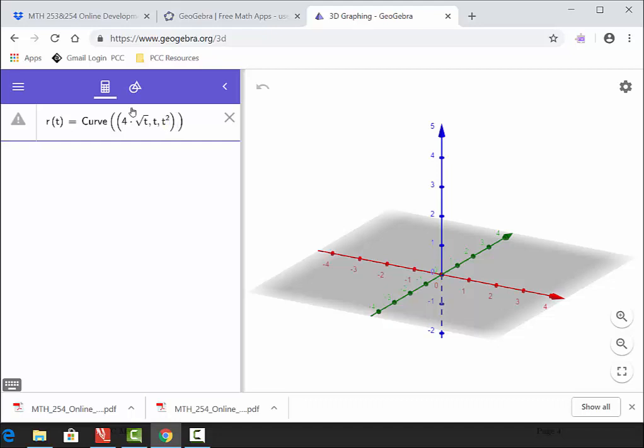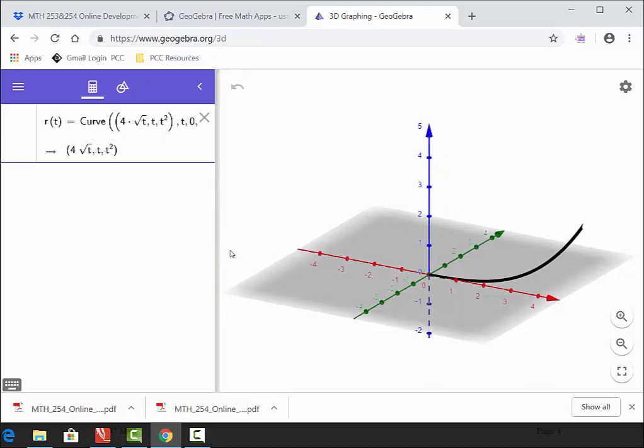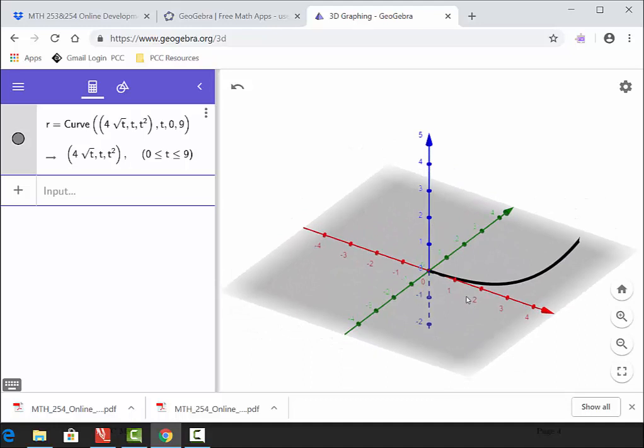comma, t squared. And I want to plot this curve where the input variable is t, and we want to start this at, say, t is 0, which is the initial value of my domain for the space curve, and let's go to, say, 9. And here we get a picture of our space curve. Yeah, so that looked okay.